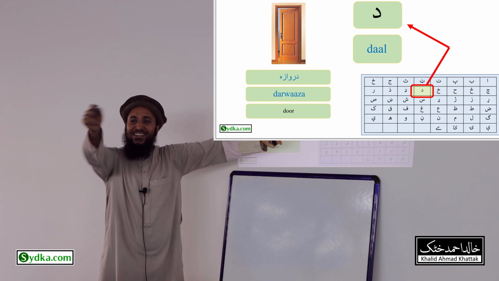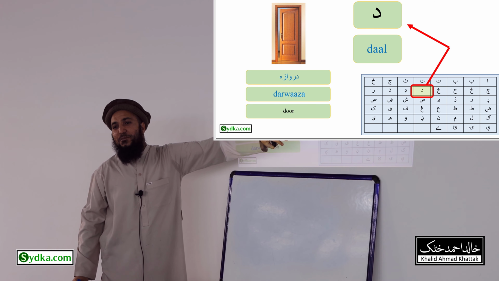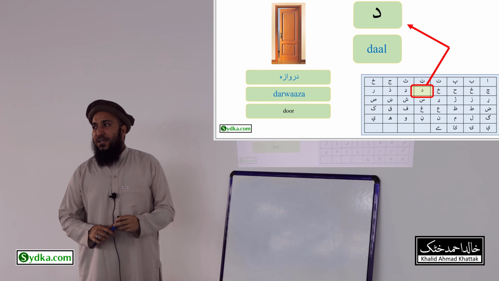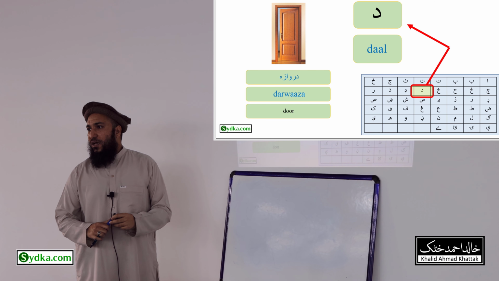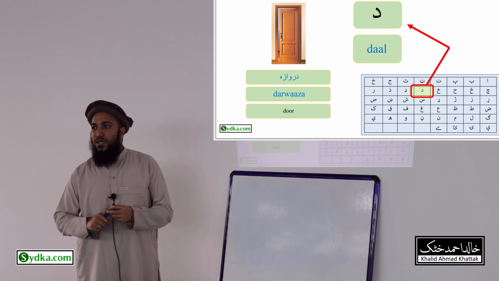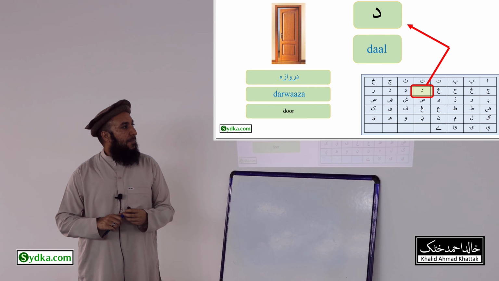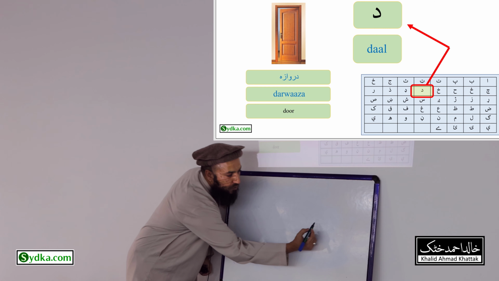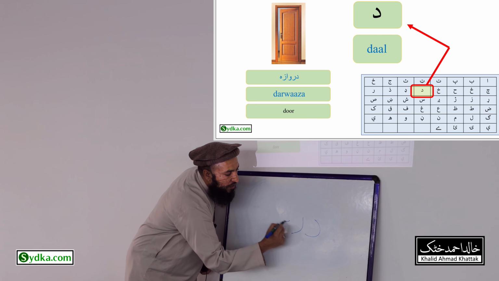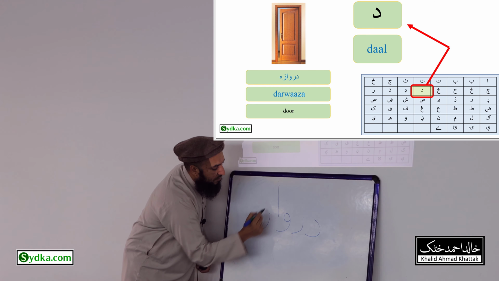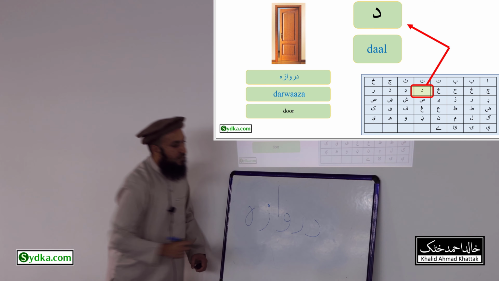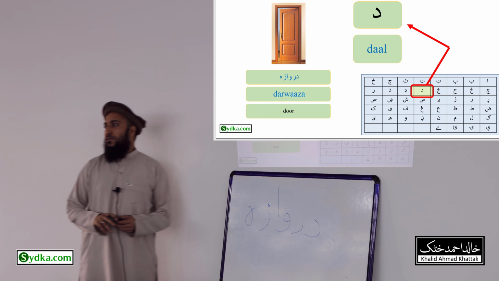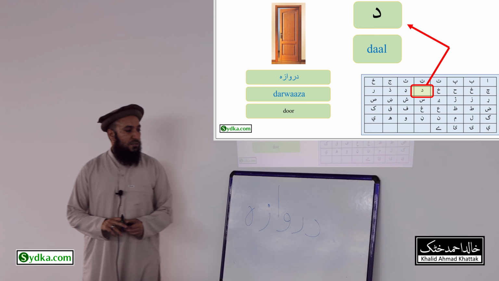Let's see, you say it. Darwaza, yes, good. We say darwaza, and standard is darwaza too, it's a tiny difference, not a big one. And in English it is a door. So dal, re, waw, alif, ze, and he. And locally we use war as well. War, darwaza, and standard is darwaza.